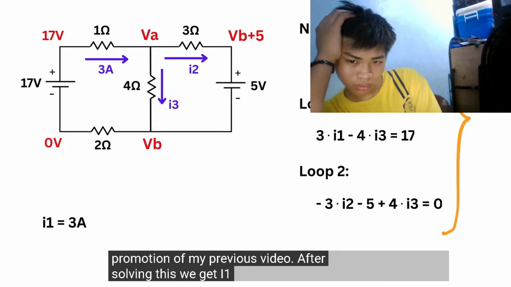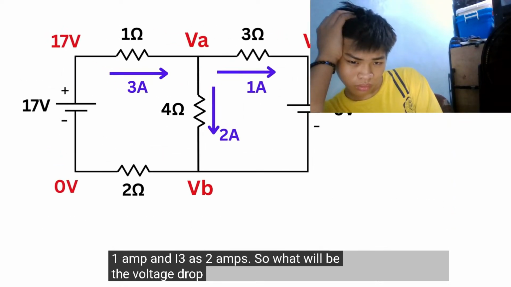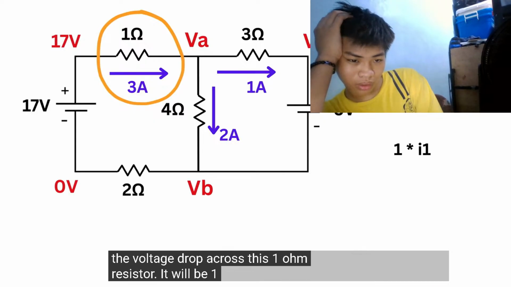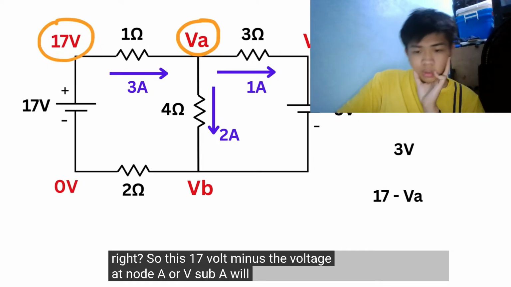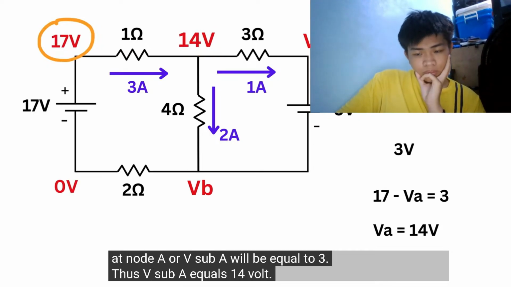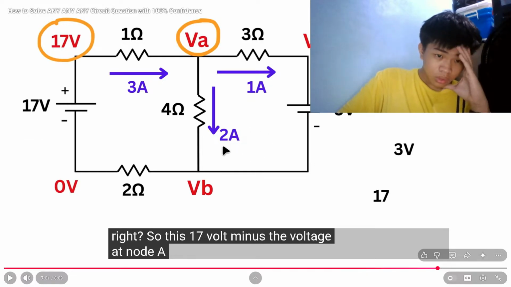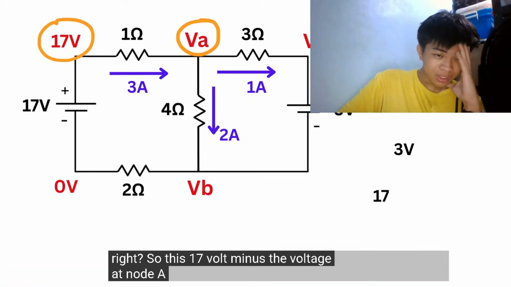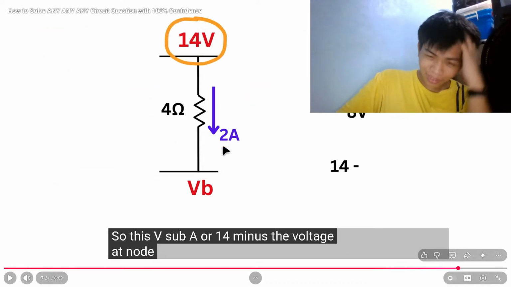After solving this, we get I1 as 3 amps, I2 as 1 amp, and I3 as 2 amps. So, what will be the voltage drop across this 1 ohm resistor? It will be 1 times I1 or 3 volts, right? So this 17 volts minus the voltage at node A, or V sub A, will be equal to 3. Thus V sub A equals 14 volts. Then look here. The voltage at node A is 14 volts.